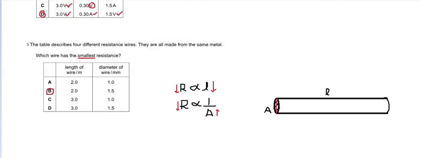If you want the smallest resistance, then a smaller value of length and a higher value of area, that is a higher value of diameter. So option number B is the only correct one. Among the 4 you can see 2 is the smallest, and among these 4 you can see 1.5 is the highest. So option number B is correct.